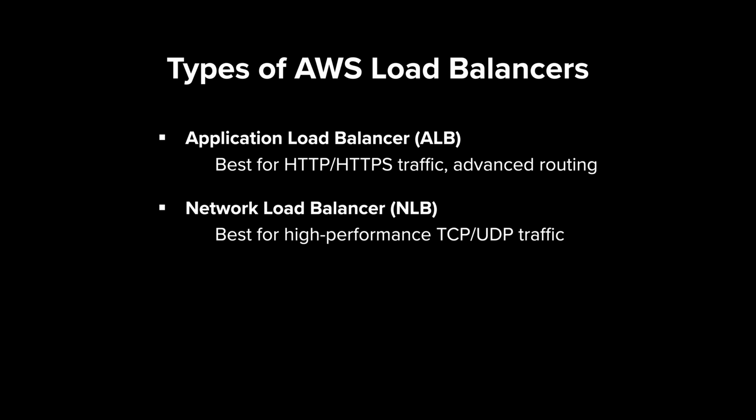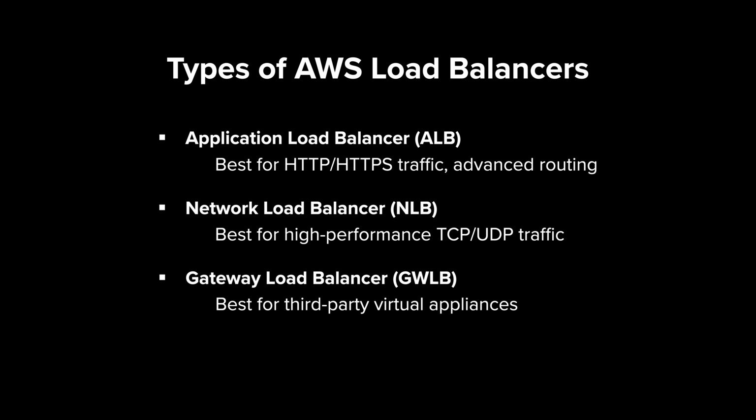Next, we have the Network Load Balancer, or NLB. This one works at the transport layer, giving you extremely high performance and ultra-low latency. It's ideal for workloads that need to handle millions of requests per second, or when you're dealing with TCP or UDP traffic. And finally, there's the Gateway Load Balancer. This is designed to deploy, scale, and manage third-party virtual appliances, things like firewalls, intrusion detection, or deep packet inspection systems. Each of these has a specific use case, but for ECS, the Application Load Balancer is usually the best choice.